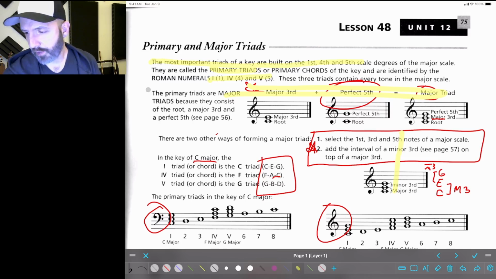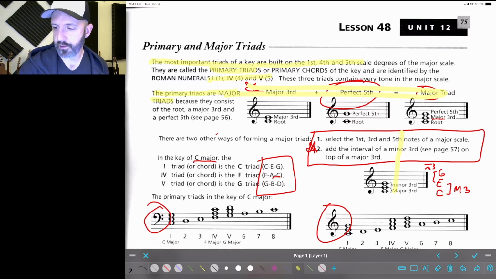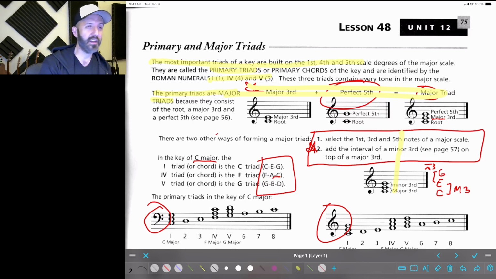Okay. Oh, yeah. The primary triads are major triads, because they consist of a root, a major third, and a perfect fifth. There you go. So all this stuff is hidden in these sheets. I know it's a lot of information, but it goes back to the idea: you've noticed everything that's uppercase is usually fair game for a test, the way this book works.